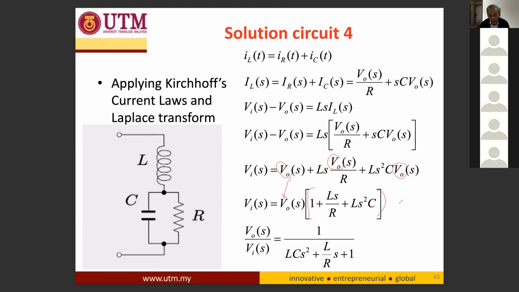Then we get V0 over Vi. We rearrange the equations, then it becomes 1 over LCs squared plus L over R s plus 1. In fact, you have to simplify to make it better, so this one will become 1 over LC divided by s squared plus 1 over RC s plus 1 over LC. So this is the final answer for this example.